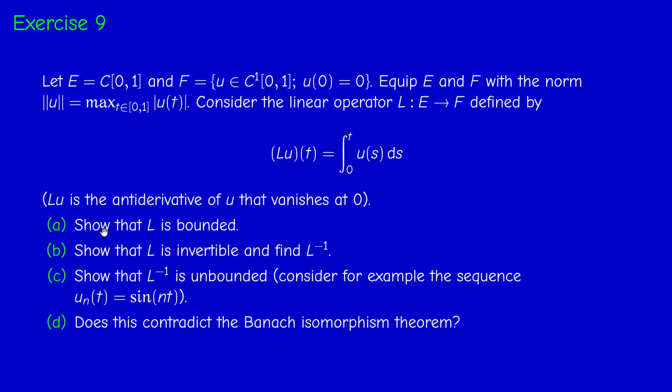First question, we have to show that L is bounded. Second question, we have to show that L is bijective and find its inverse. Then show that the inverse is unbounded. And does this contradict the Banach isomorphism theorem? Because the Banach isomorphism theorem states what? That if a linear bounded map acts between Banach spaces, then its inverse is automatically continuous.